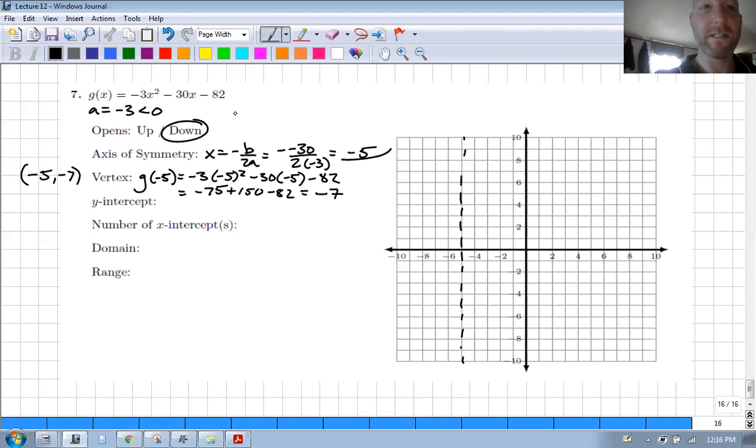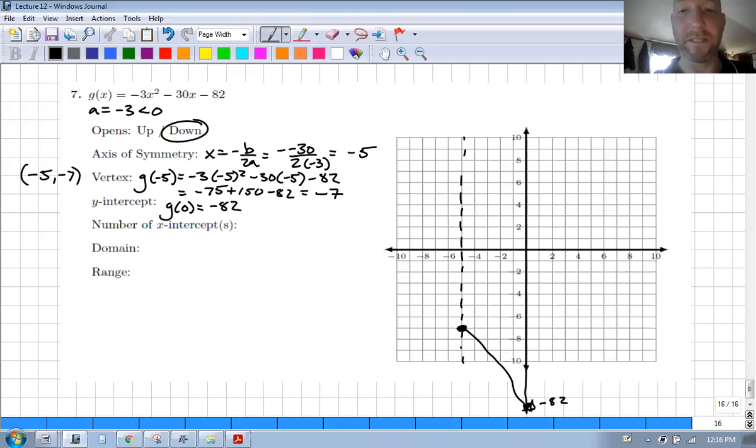It's on our axis of symmetry, but it's down here. So we've got to go down 7. Boom. Axis of symmetry. This thing is opening downwards. Our y-intercept, plug 0 in. It gives us -82. So the y-intercept is way down here, further than that, but I'll say this is at -82.